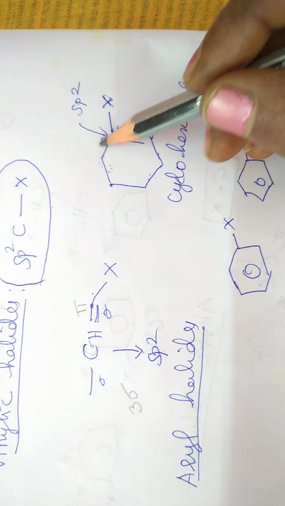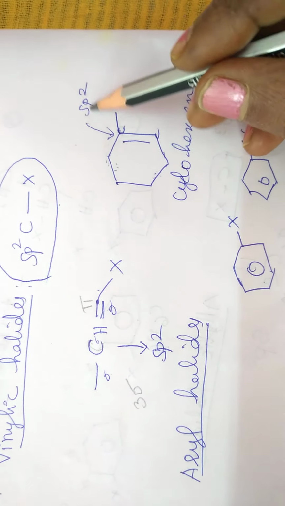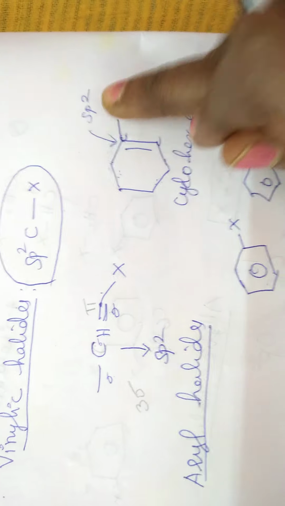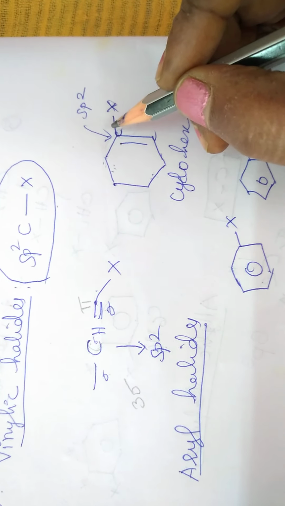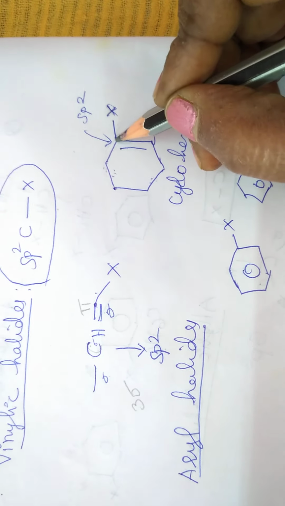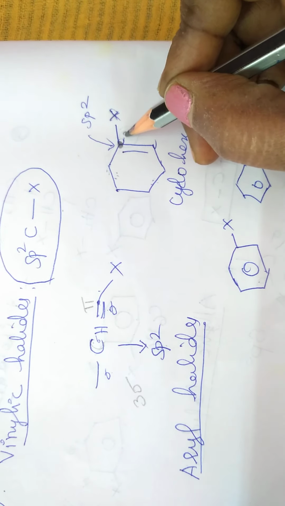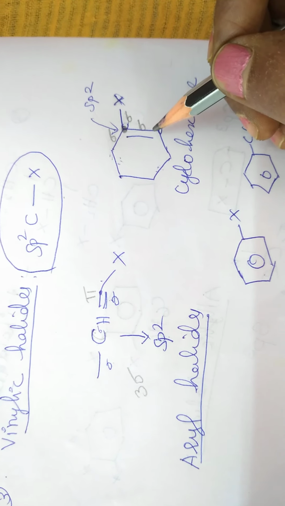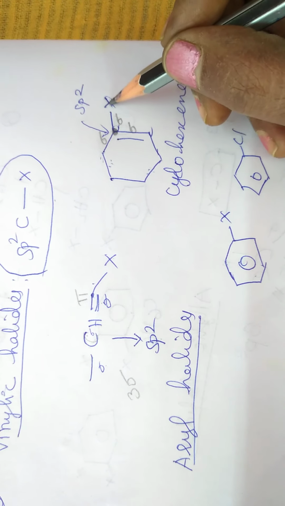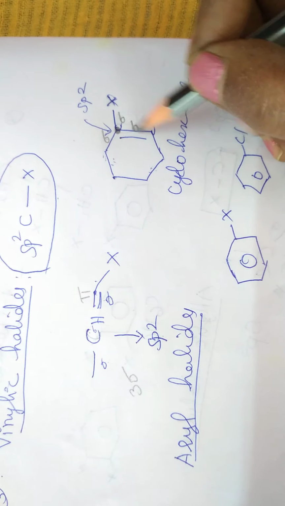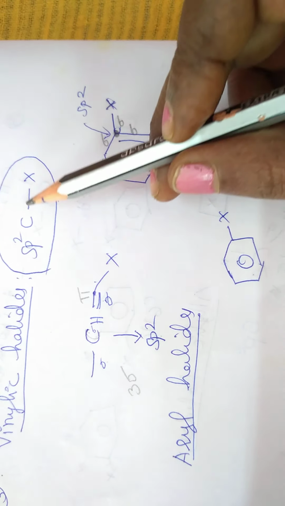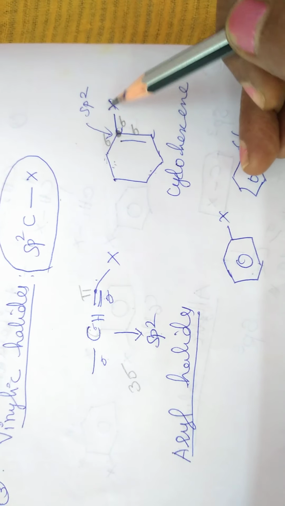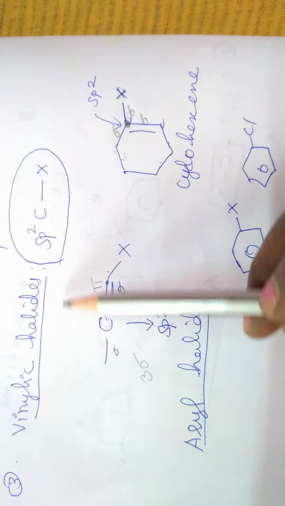Let me come to this cyclohexene. Here the halogens are attached. Without this we are saying it's a cyclohexene, but here the halogens are substituted. Let me see here. This is the halogen attached with this carbon. How many sigma bonds do we have? 1, 2, 3 sigma bonds. So this carbon is an sp2 hybridized carbon. So this halogen is directly attached with a carbon-carbon double bond carbon, that is, an sp2 hybridized carbon. In that carbon the halogen is directly attached. That means it is vinylic halides.